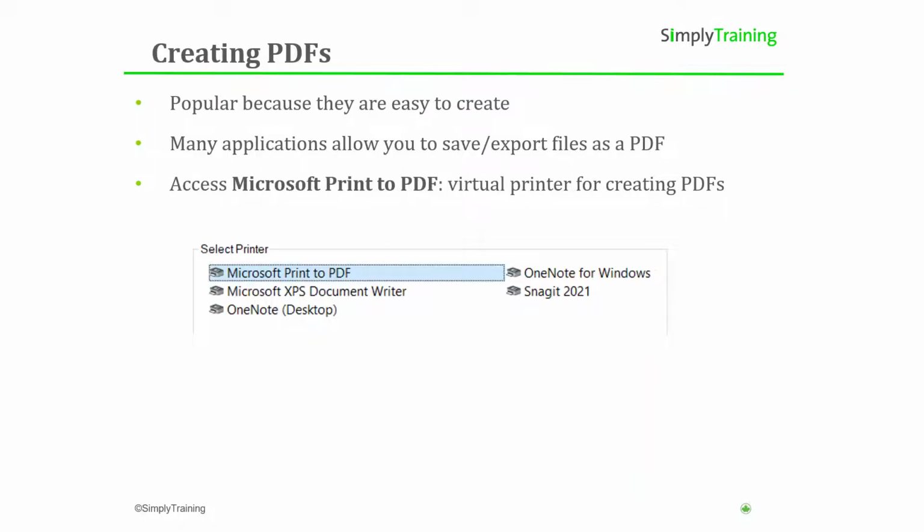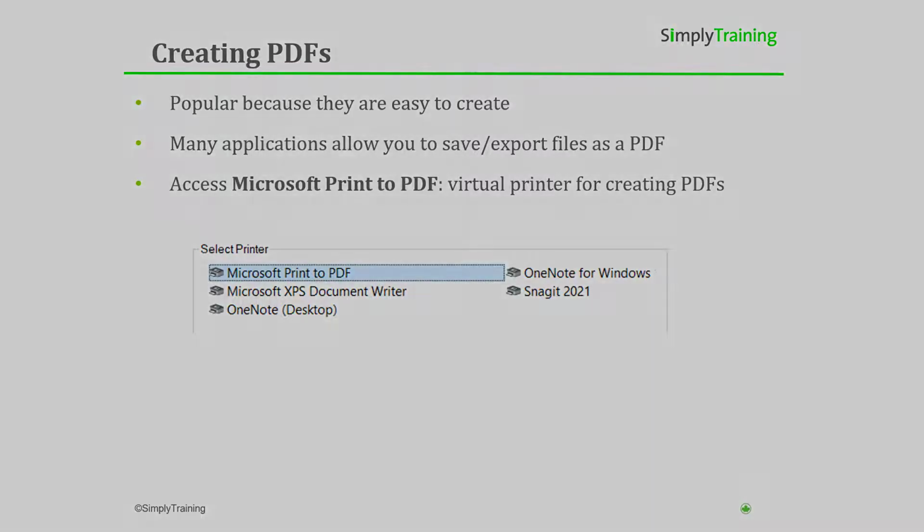One of the other major reasons for the popularity of the PDF format is how easy they are to create. A vast majority of applications allow you to save and export files as a PDF so you can copy or share the file anywhere with ease. To export a file as a PDF, in most applications you need to access the printer option Microsoft Print to PDF. Microsoft Print to PDF is a virtual printer that allows you to quickly and easily create PDF files and save them to your computer.